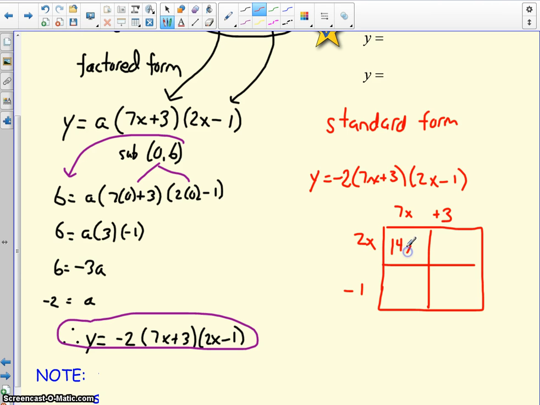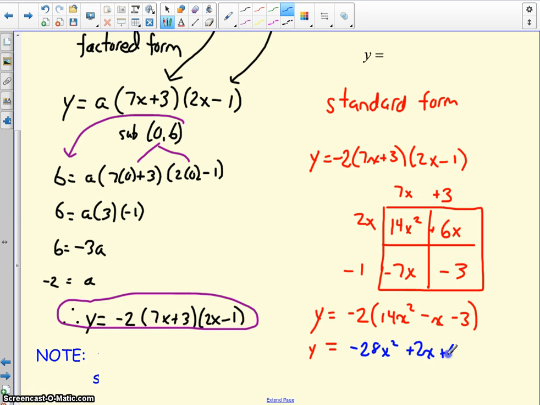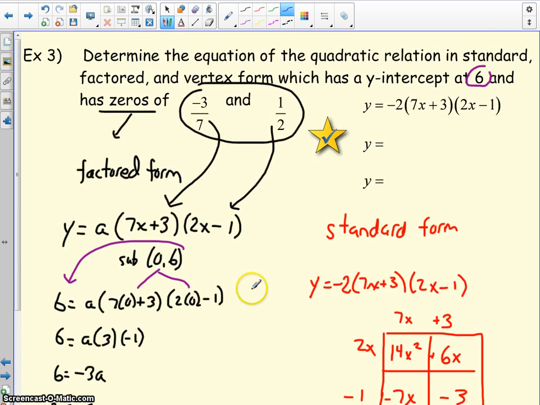So it gives me 14x squared, 6x, minus 7x, minus 3. So when I put all my like terms together, I get, still my negative 2 carries down from before, and I get 14x squared minus 1x minus 3. Okay, once I finish off my simplifying by multiplying the negative 2 through, I'll get negative 28x squared plus 2x plus 6. Okay, so that should be my equation in standard form.